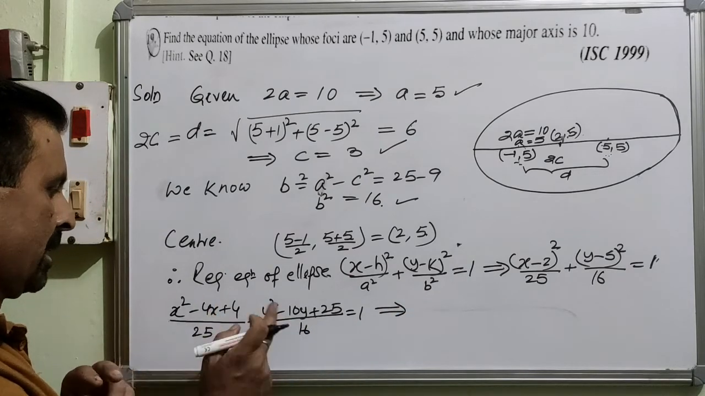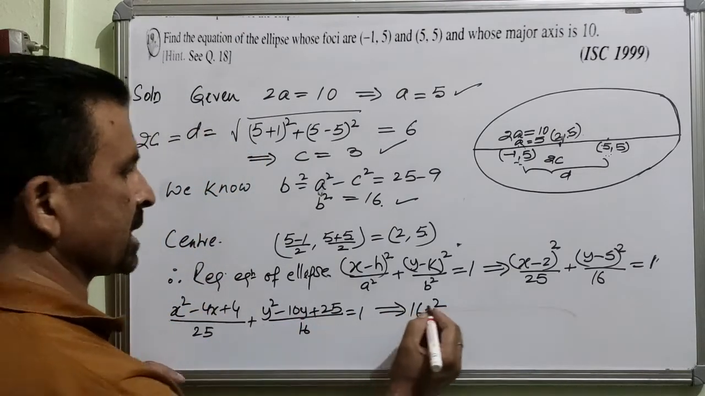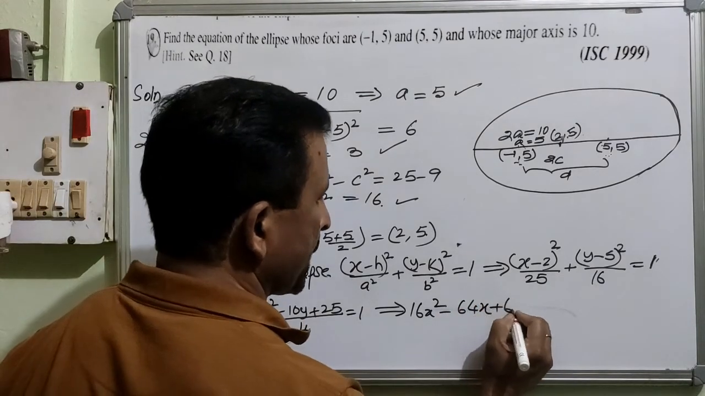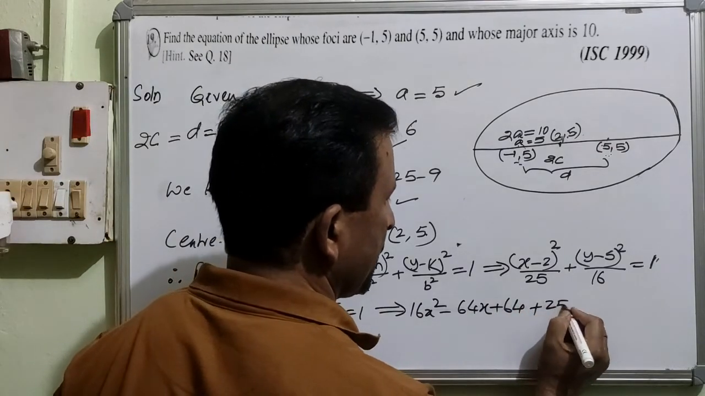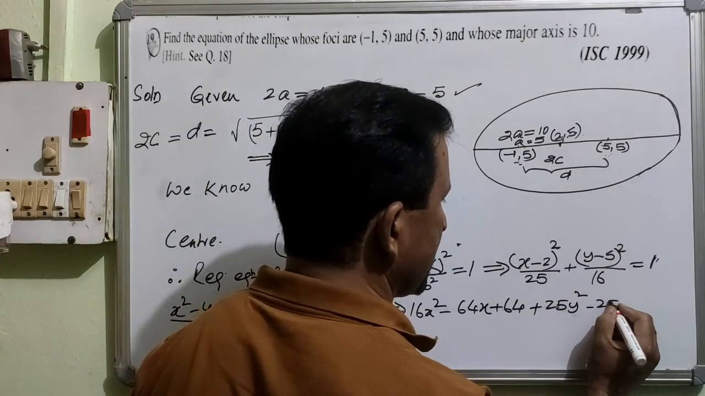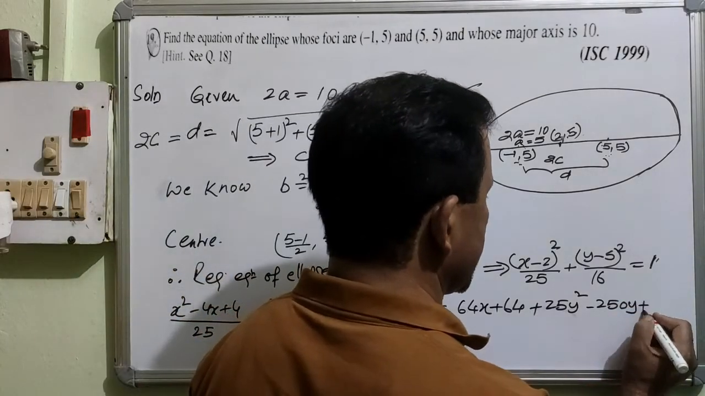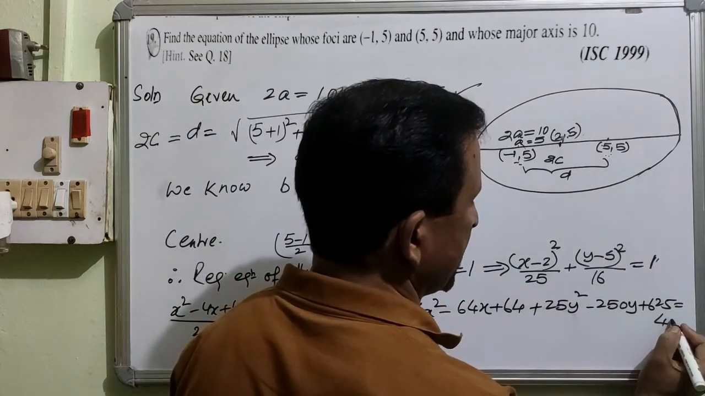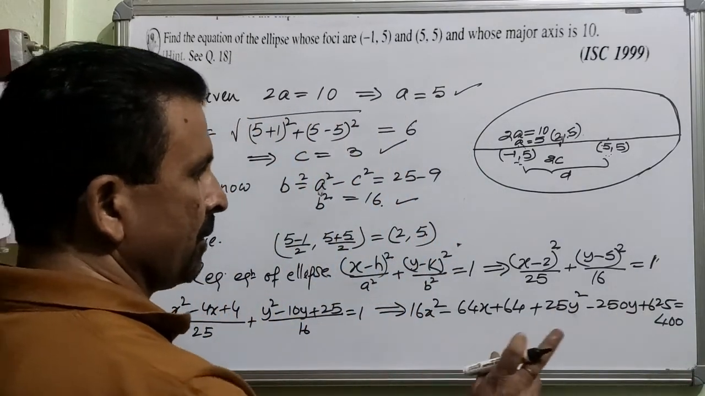At the same time, we are doing the cross multiplication. So 16x square, then 16 times 4 is 64, minus 64x, then 16 times 4 is again 64. Now when you cross multiply, 25 into y square is 25y square, then 25 times minus 10y is minus 250y, and then 25 into 25 is 625, plus 625, is equal to, this side is 400. 25 into 16 is 400. Now if there is any like term, we will calculate and that will be the final answer.